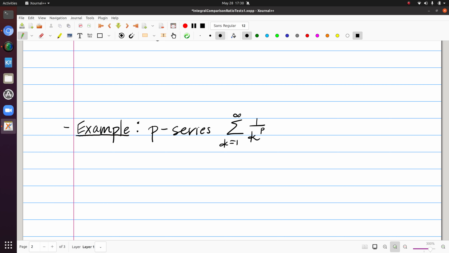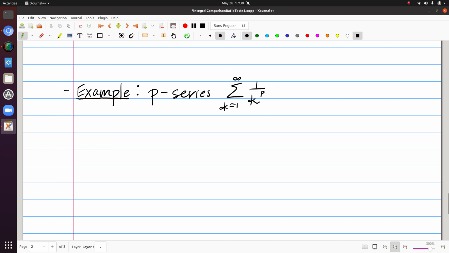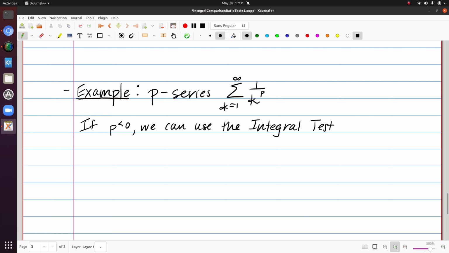So a classic example that we can look at now that we have the integral test is a category of series that are known as p-series. So notice that these are of the form 1 over k to the p. k is my index, and p we're supposed to assume is some fixed constant. So looking at these, a couple of things that we could consider: as long as p is greater than 0, we can use the integral test. We can think of the associated function f of x equals 1 over x to the p.